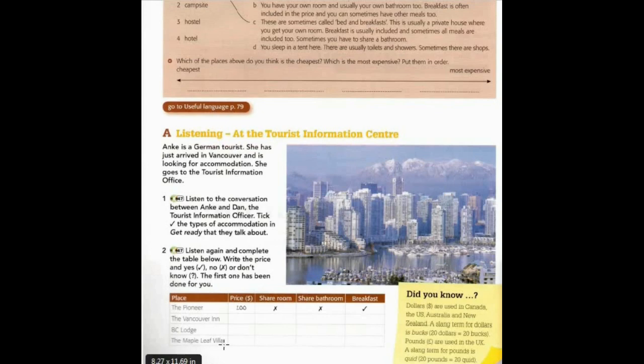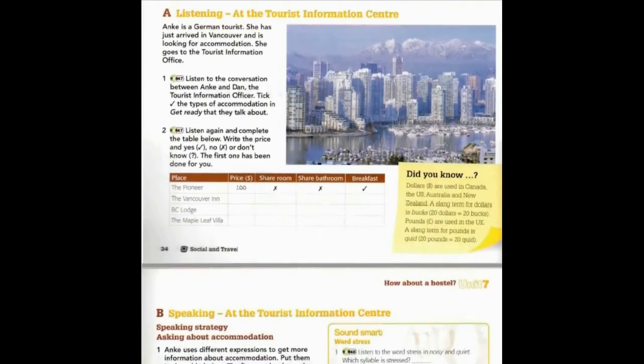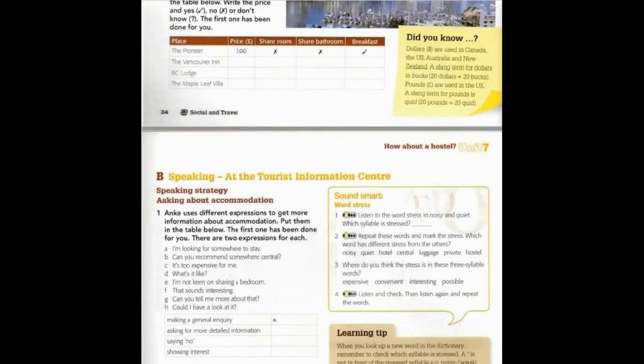The Maple Leaf Villa, we do have it. So the tourist should pay $60. There is no sharing room, but the bathroom, yes, it is shared. And there is nothing really mentioned about the breakfast. So let's see the next point here.